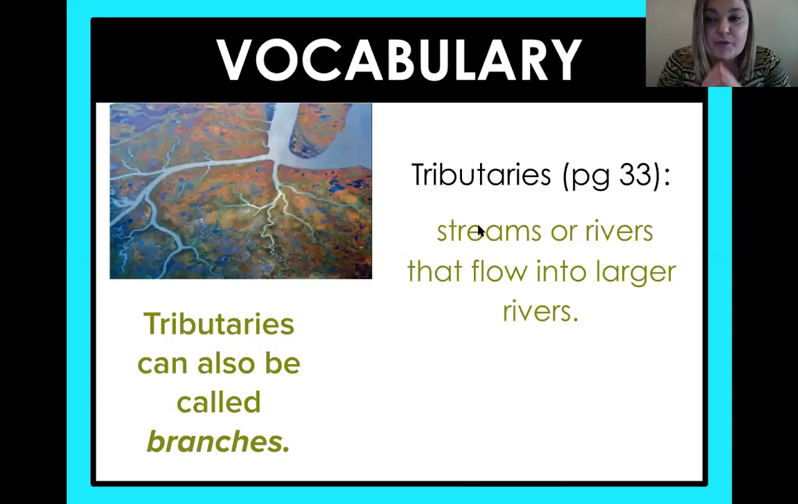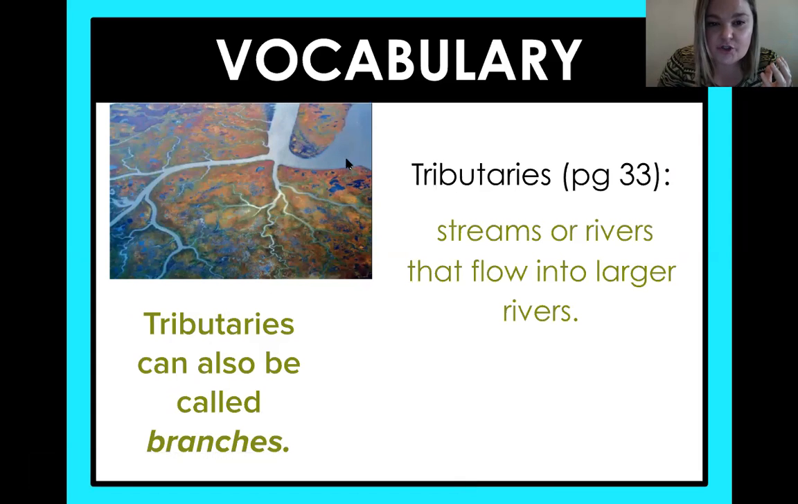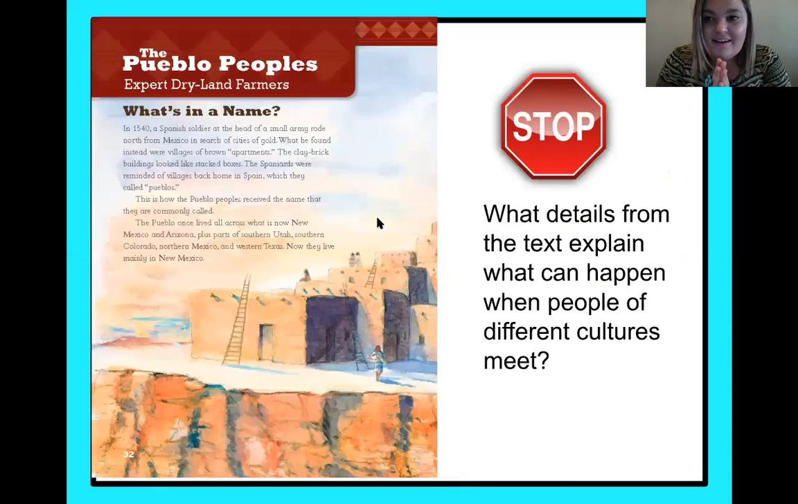There are also tributaries, and these are also called branches. If we look, there are streams or rivers that flow from a larger river. So this might be the large river, and these are all tributaries breaking off of the river. All right, guys, let's get into this story.